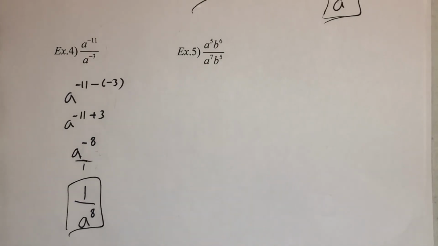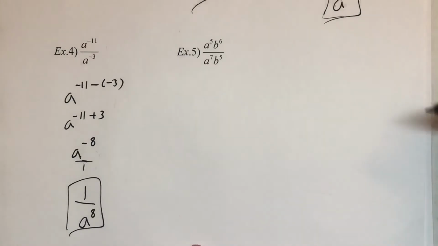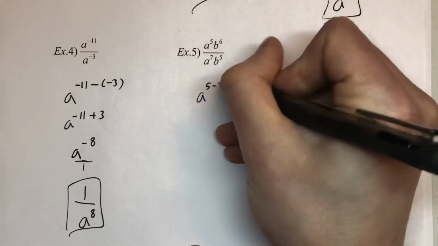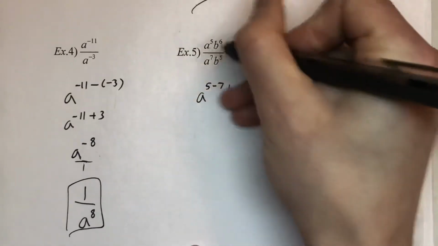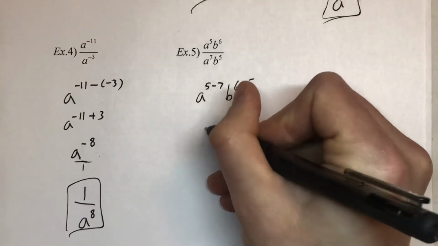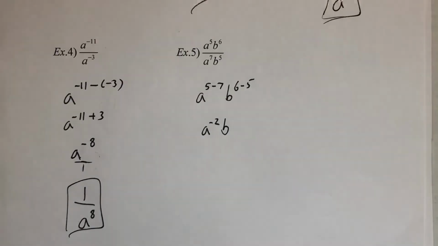Okay? And the last one, we can work with the a's and the b's separately, just like we saw in an earlier example from the chapter when we were learning our quotient rule. All right, a to the 5 minus 7 and b to the 6 minus 5. A to the 5 minus 7, so that's a to the negative 2. B to the 6 minus 5 will be b to the first.